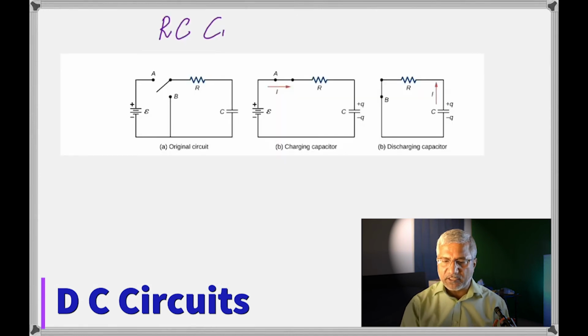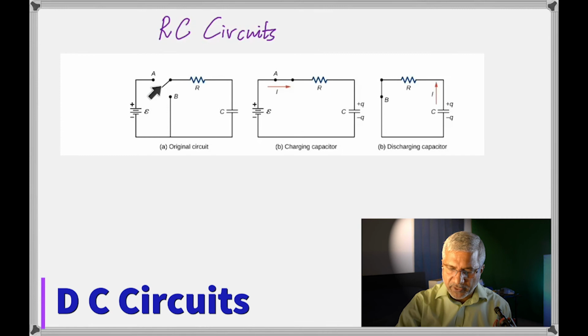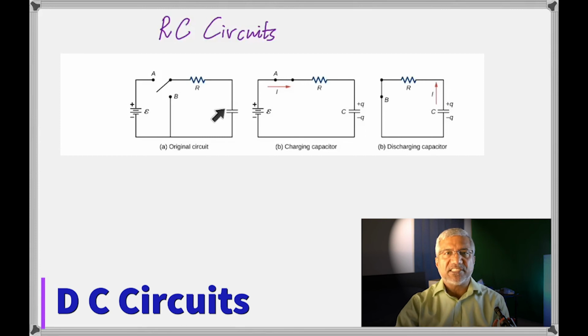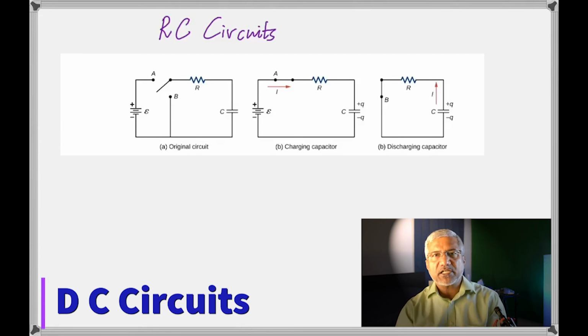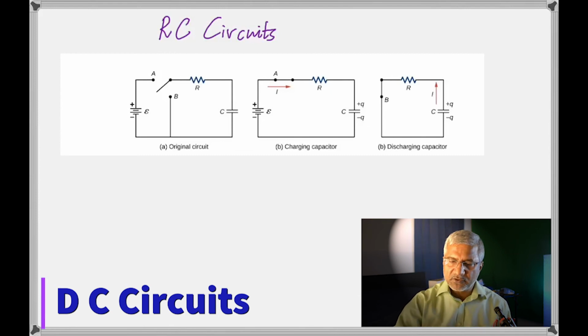So here we have the circuit. This is actually a multiple key that you see here. If you put this key in contact with A, then this capacitor is going to get charged through the resistor. But after it gets charged, if you move this switch from A and put it in contact with B, now there is no voltage source, and so the charged capacitor is going to discharge. So we're going to look at charging a capacitor and discharging a capacitor.